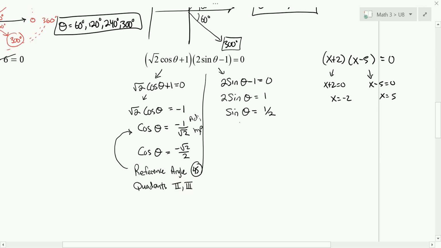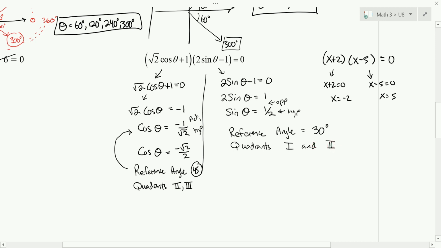Okay. And then we ask the same two questions for sine of theta is 1/2. What would our reference angle be here? Which angle has an opposite side of 1 and a hypotenuse of 2? If you look at the pictures above, you get 30 degrees. Okay. And in which quadrants is sine positive? 1 and 2.